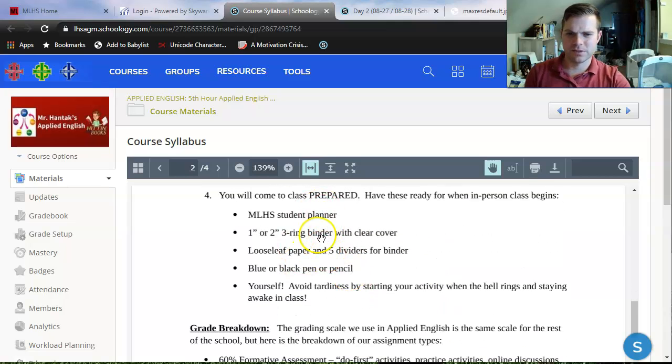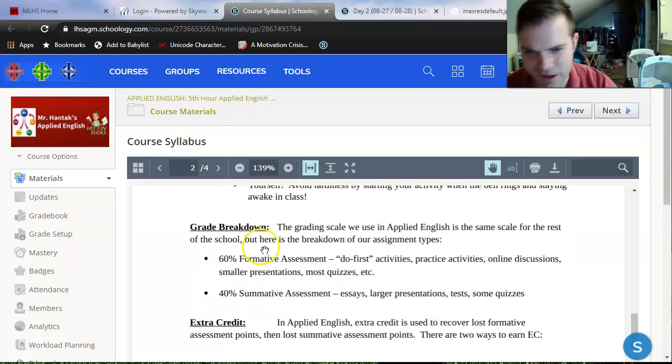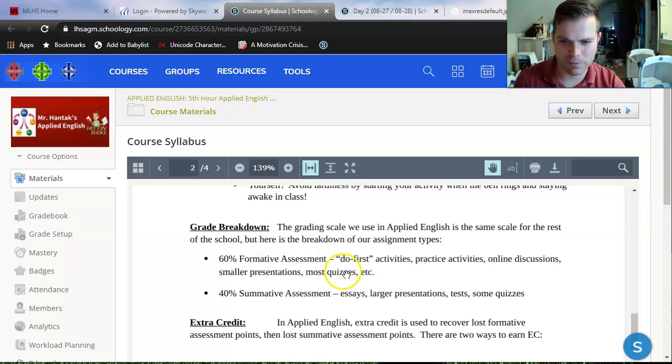Preparation we'll talk about later as well. This is really for when in-person class begins. I will send out a message with this once we get the okay to come back to school in person. Grade breakdown was also on your quiz today about what percentage of the course is formative and which is summative.